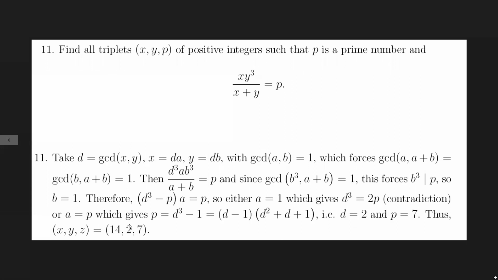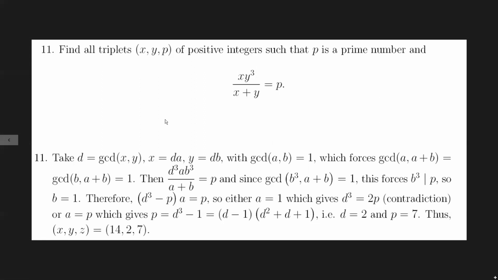And then the only other case is where A is equal to P and this is equal to 1. And then when you solve, you'll get A is D cubed minus 1, which you can factorize. And again, P is a prime number, so either this is 1 or this is 1. It's impossible for this to be 1, so this one has to be 1, which gives you D is 2, and P works out to be 7. So that's basically it, the only solution here.